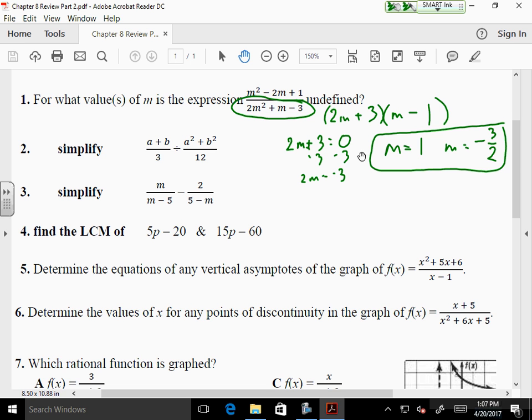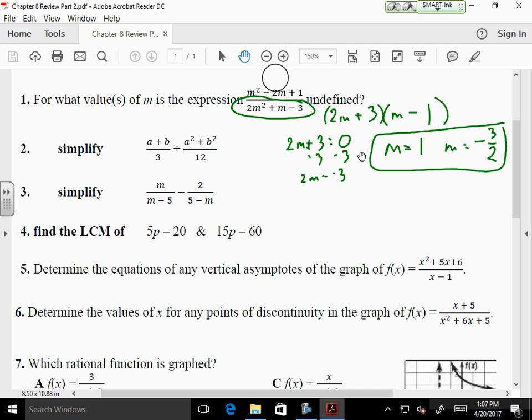Even if there's something that reduces, those numbers in the denominator will cause it to be undefined. Now, it may be a point of discontinuity, or it may be an asymptote. But it's going to cause it to be undefined either way.